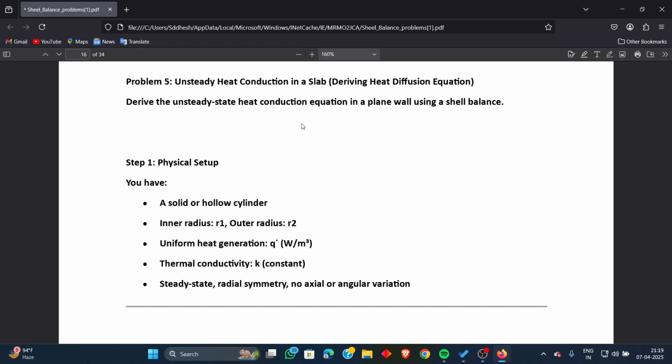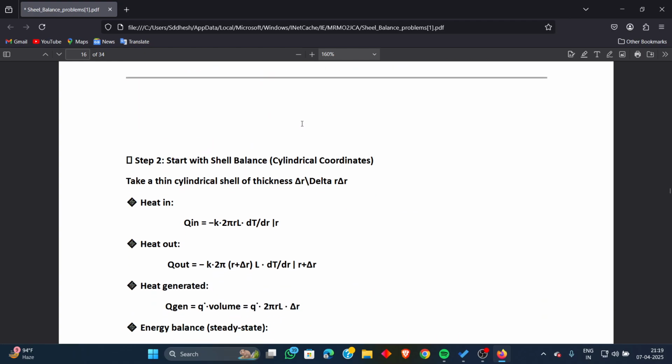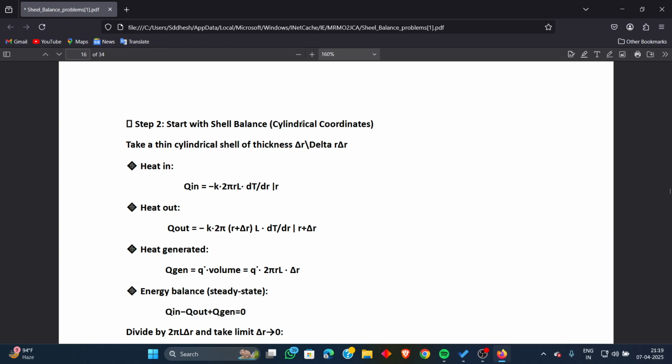A solid or hollow cylinder, inner radius R1, outer radius R2, uniform heat generation, that is Q dot in watt per meter cube. Thermal conductivity K is constant. Steady state, radial symmetry, no axial or angular variation. Step 2, start the shell balance. Cylindrical coordinates. Take a thin cylindrical shell of thickness delta R. Heat in, that is Q in, is equal to minus K into area into dT by dr at R.